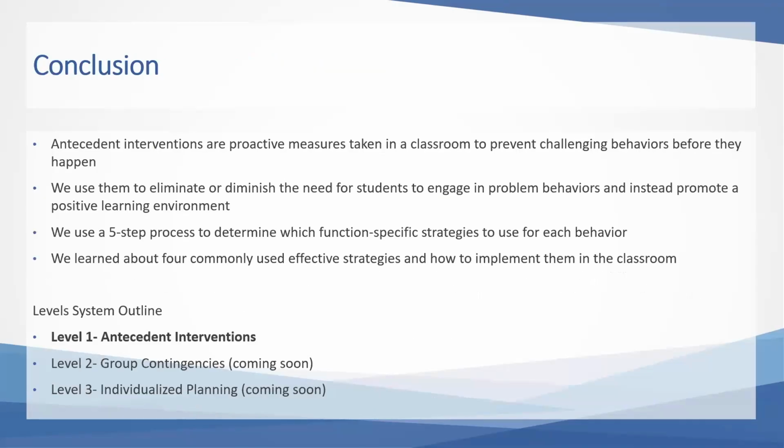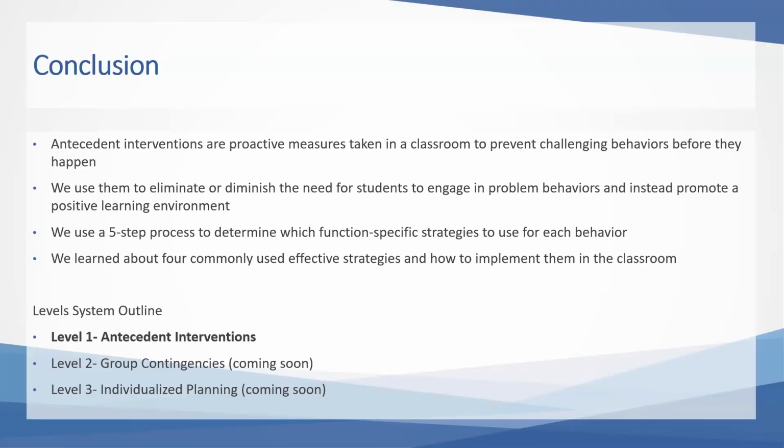So to wrap up, we focused on antecedent interventions as proactive strategies we can use in the classroom to prevent challenging behaviors before they happen. The goal of these strategies is to reduce or eliminate the need for students to engage in problem behaviors in the first place, while creating a more positive and supportive learning environment. We also talked about the importance of understanding the function of behavior and using a structured 5-step process to guide our decision making so that the strategies we choose are actually effective and meaningful for each student.